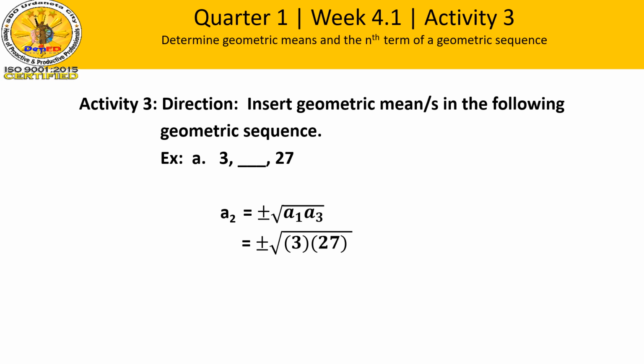So by substituting the values of a sub 1 and a sub 3, we have 3 times 27 is equal to the square root of 81. The square root of 81 is equal to positive negative 9. Then the value is equal to positive 9. We'll have to use your positive.